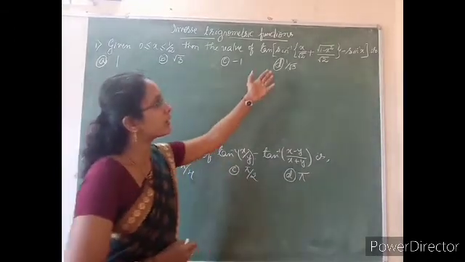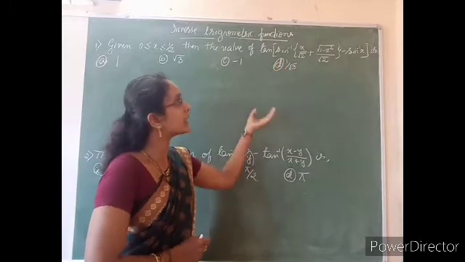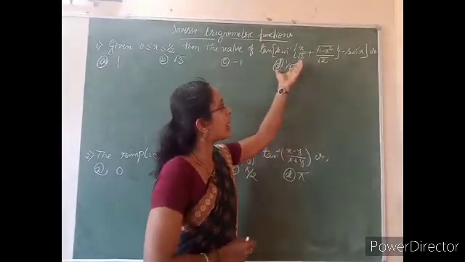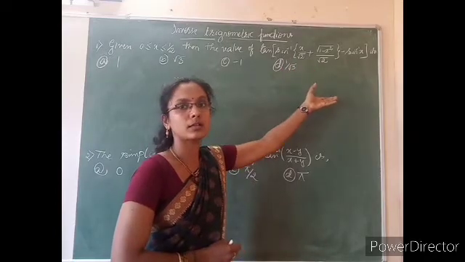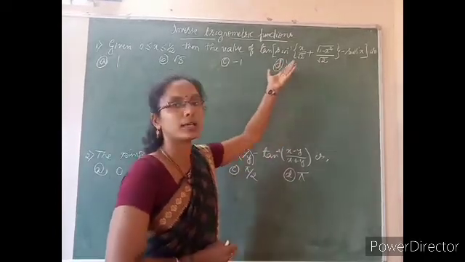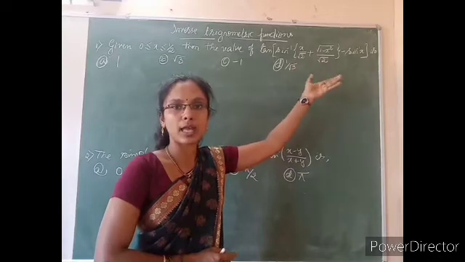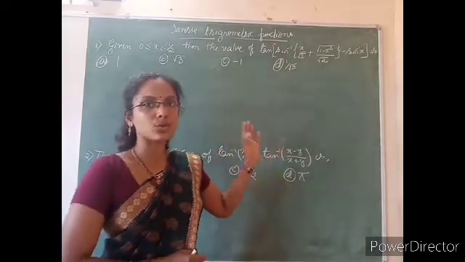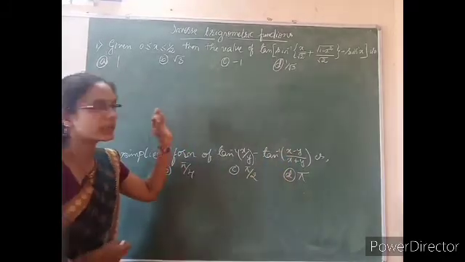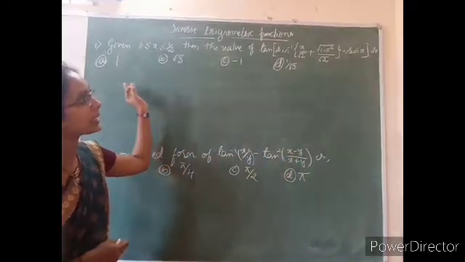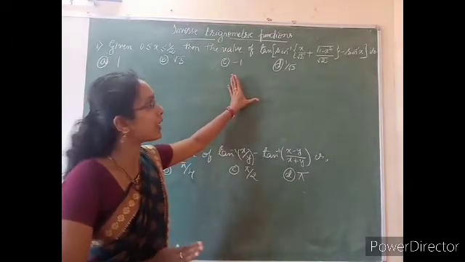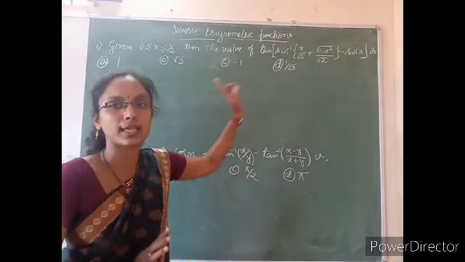If you try to solve this expression, it's very lengthy. By using some properties you have to solve, and after that we use the trigonometric concept. Then finally we have to find the value of tan of something. That is a very lengthy process. To avoid that, I'll use one trick: by inspection, I'll find the value of the given expression.